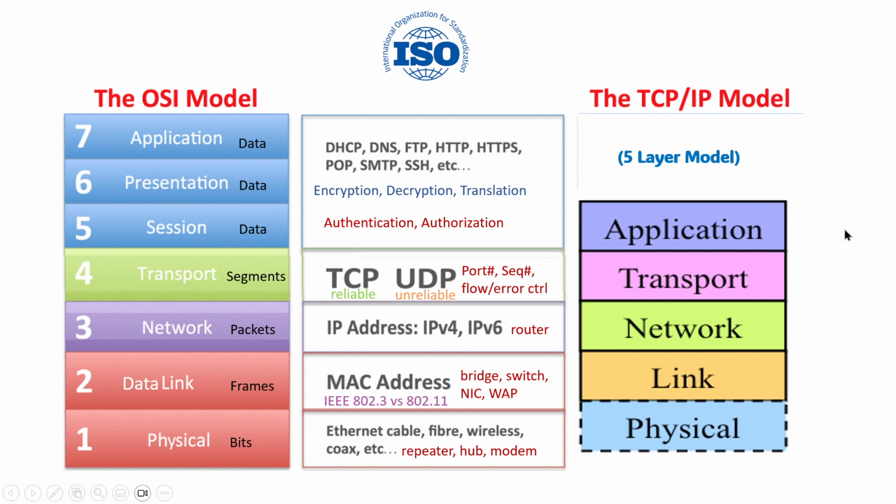So we will use this TCP/IP 5-layer model as the prism that we are going to use to view what is happening as data traverses the network.